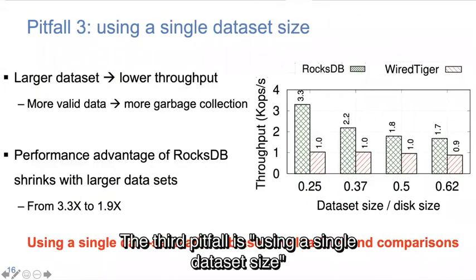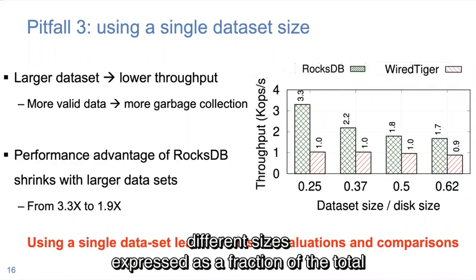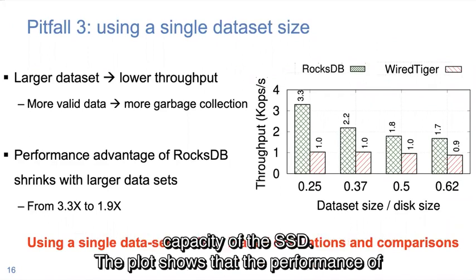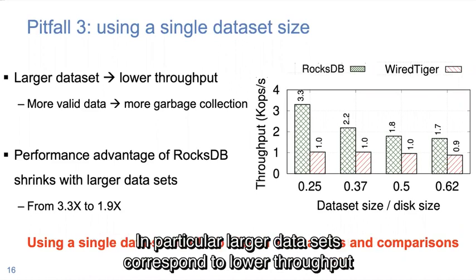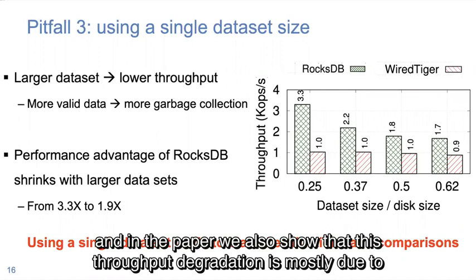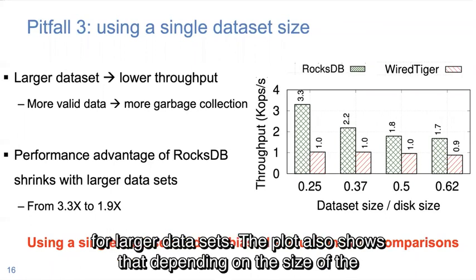The third pitfall is using a single dataset size. The plot shows the performance of RocksDB and WiredTiger for datasets of different sizes, expressed as a fraction of the total capacity of the disk. The plot shows that the performance of the systems heavily depends on the size of the dataset. In particular, larger datasets correspond to lower throughput. And in the paper, we also show that this throughput degradation is mostly due to the fact that the garbage collection overhead is higher for larger datasets.